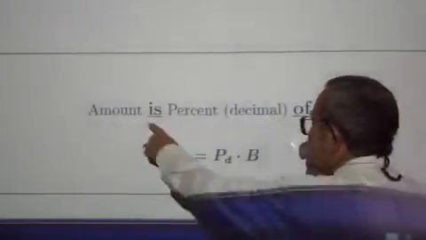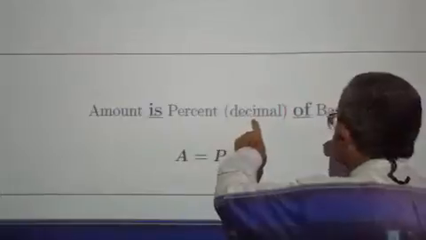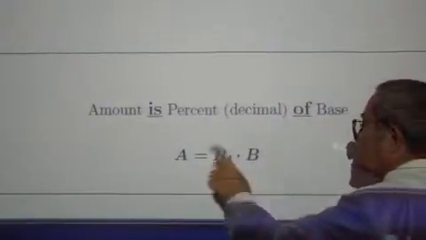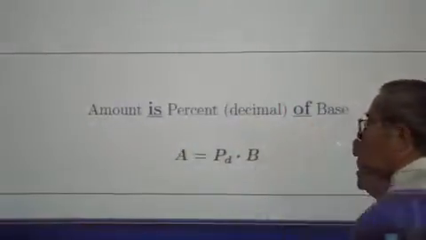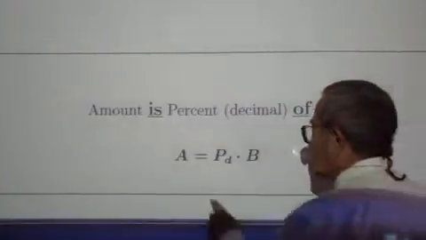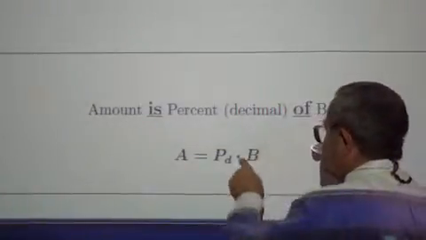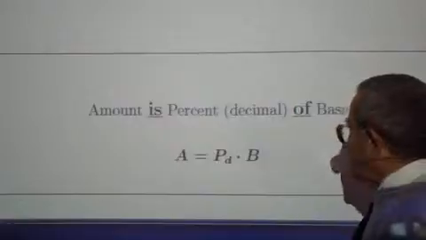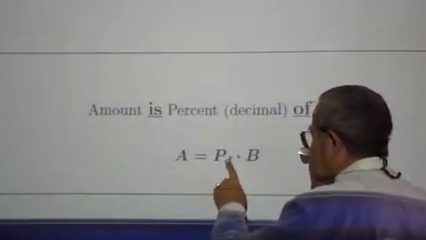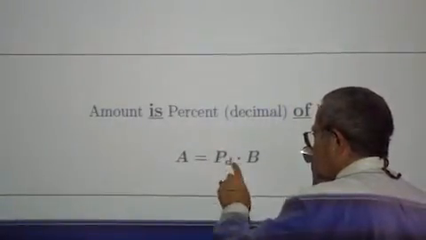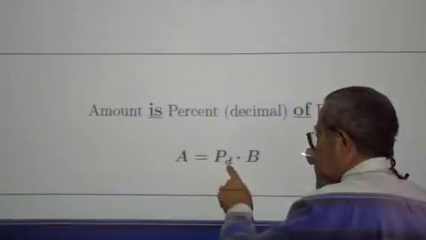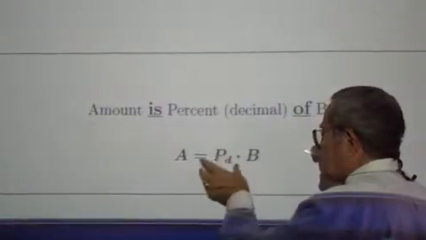Amount is percent written as a decimal of base. The two key words are is and of. Is stands for equal sign. Of is your normal multiplication. P sub d. Why sub d? Because I'm just using the letter P, but I want to remind myself to convert the percent to a decimal in this formula.